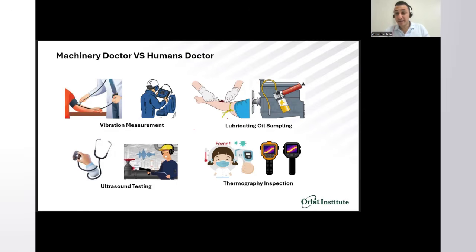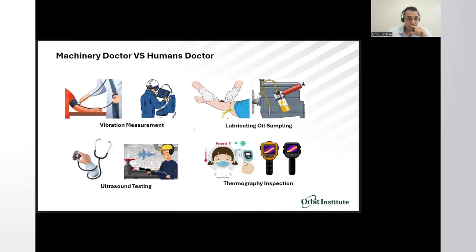Okay, so yes, again, the human doctor is taking care of the patient, and the machinery condition monitoring specialist is taking care of the machines. So the predictive maintenance techniques or the condition monitoring techniques actually have a very close analogy to medical diagnostics techniques.